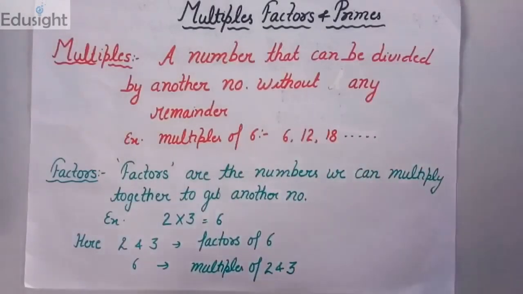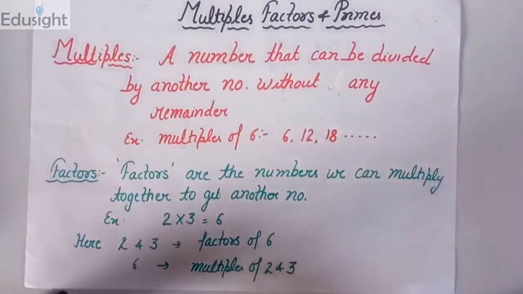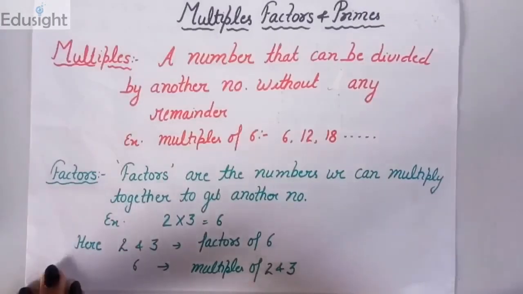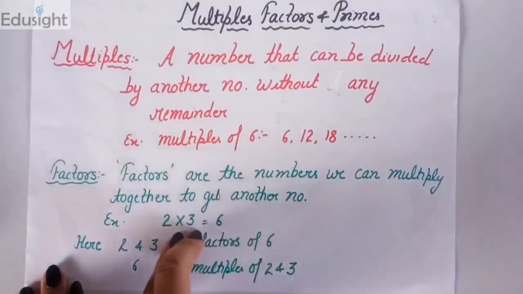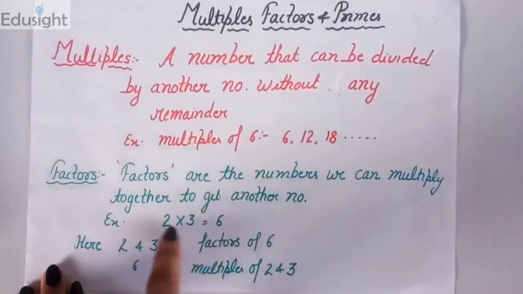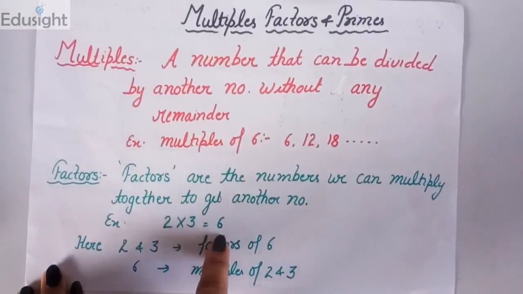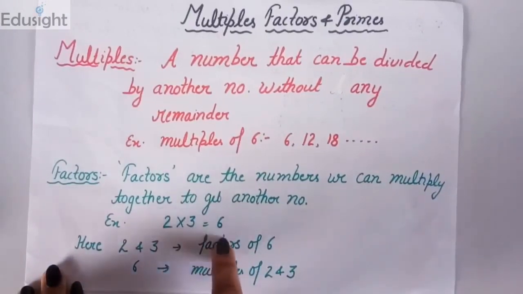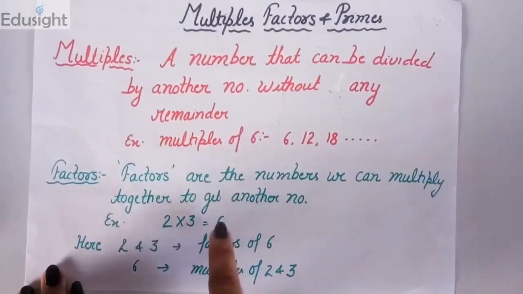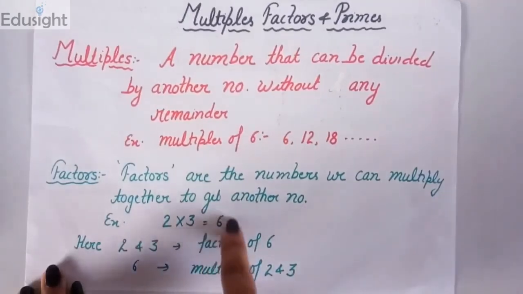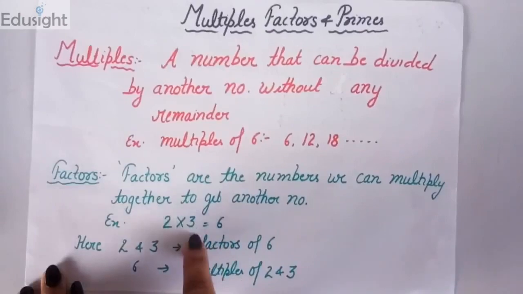So next we have factors. Factors are the numbers we can multiply together to get another number. That means when we multiply two numbers, we get another number, so these two numbers are the factors of the answer. That means 2 multiplied by 3 is equal to 6. So 2 and 3 are the factors of 6, and 6 is the multiple of both 2 and 3.